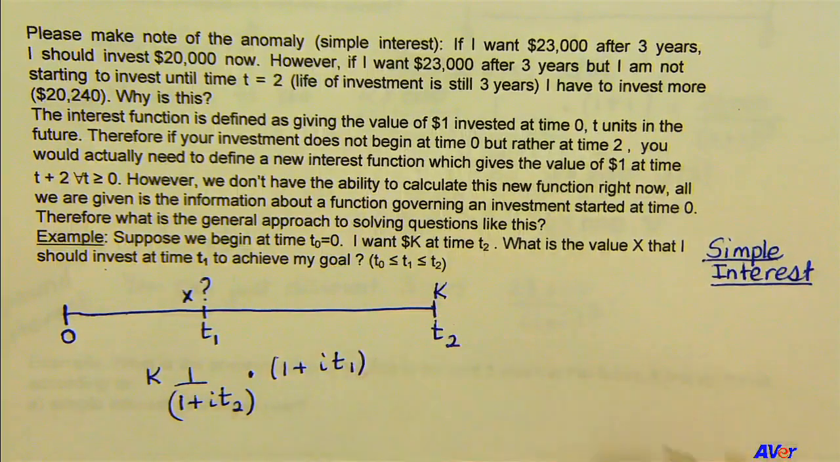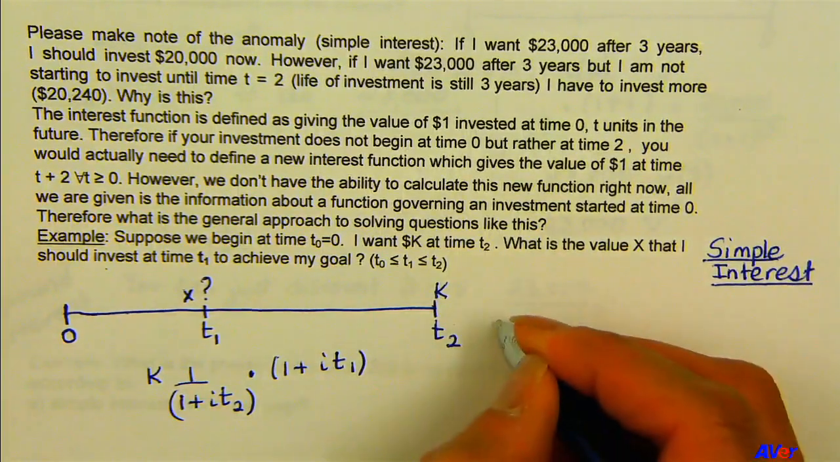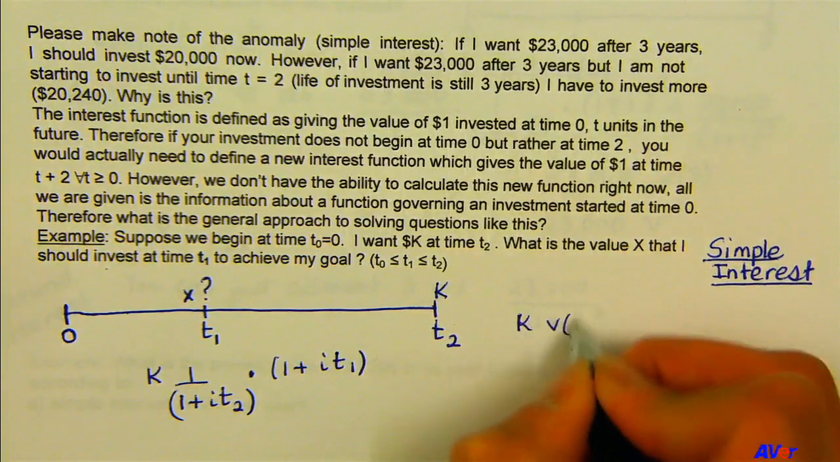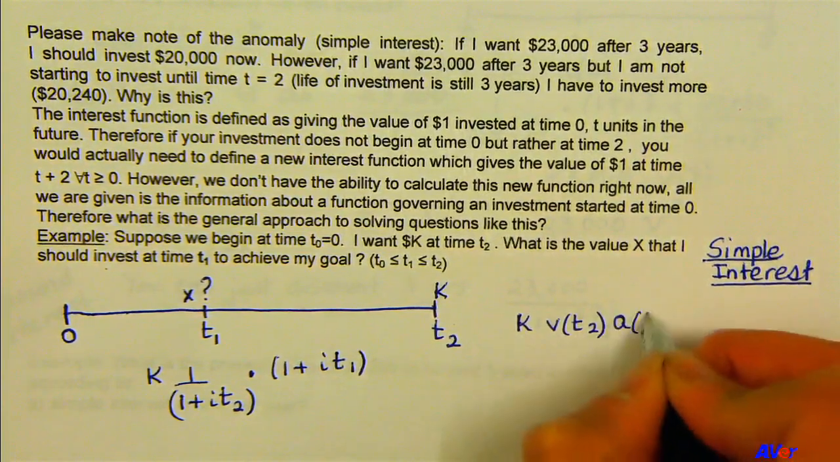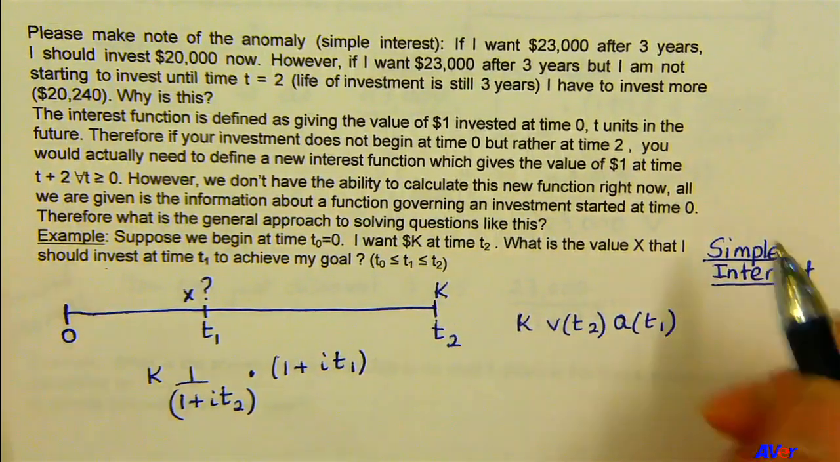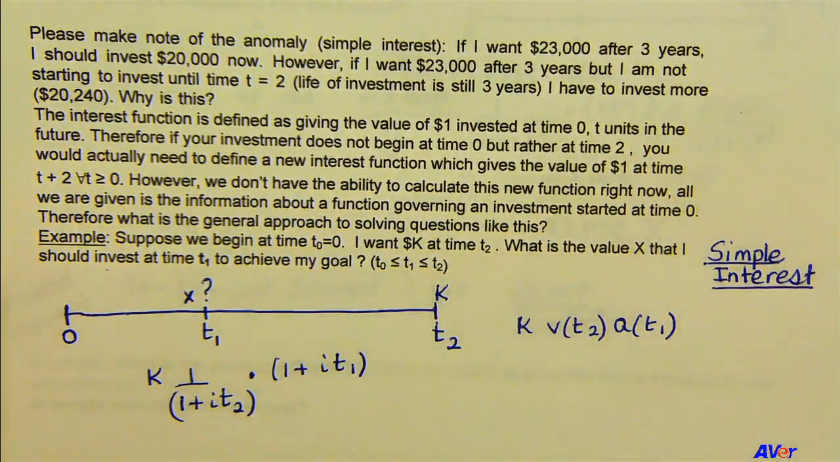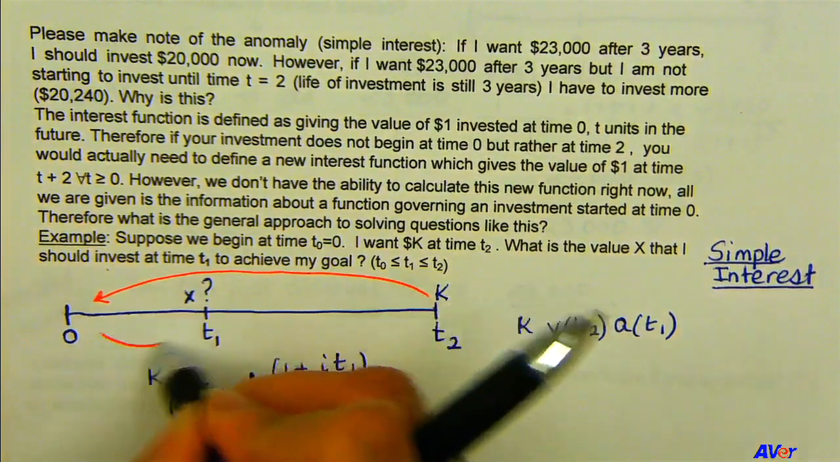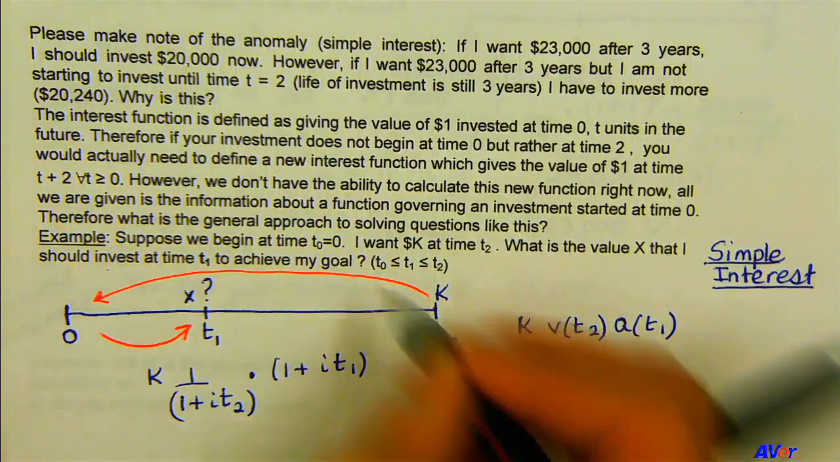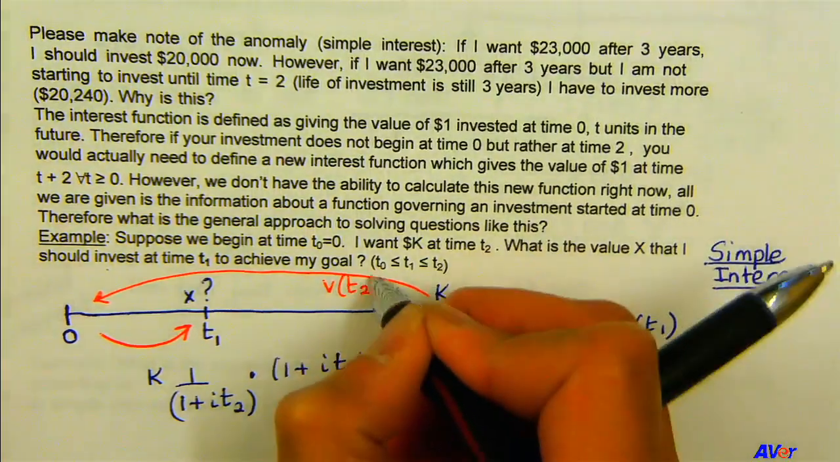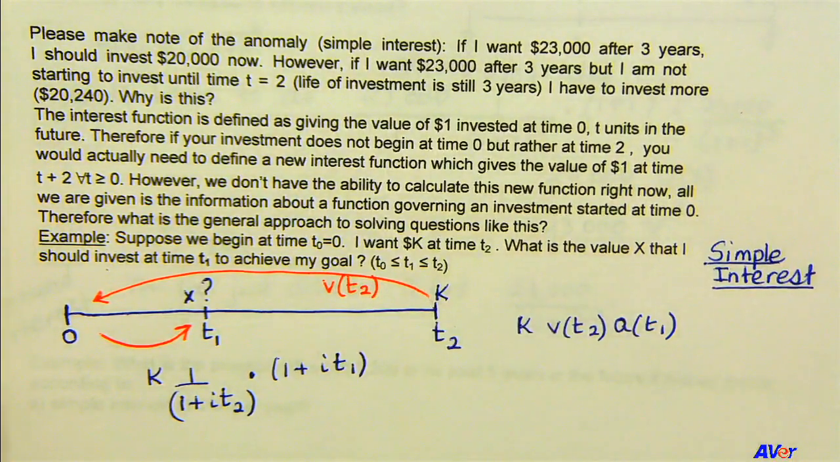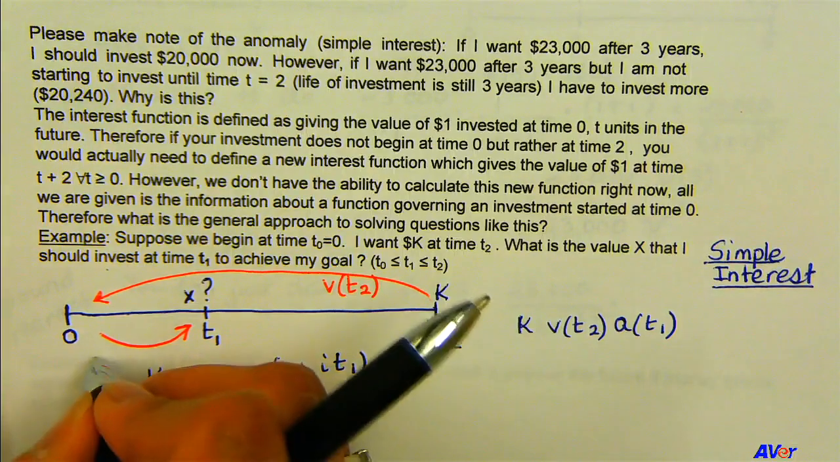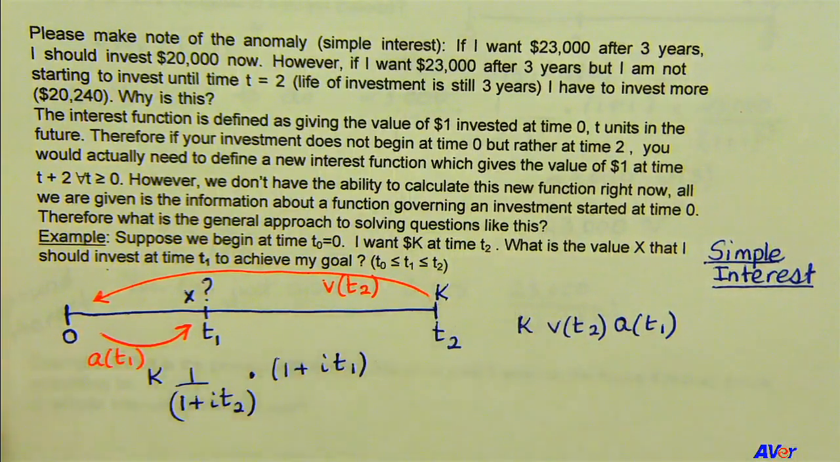Exactly. So I'm just going to write a couple of intermediate steps here. This would be k, v of t2, a of t1, meaning bring this back to here and then grow to t1, where v of t2 will give you the present value of k dollars, and then apply a of t1 to bring it to t1.